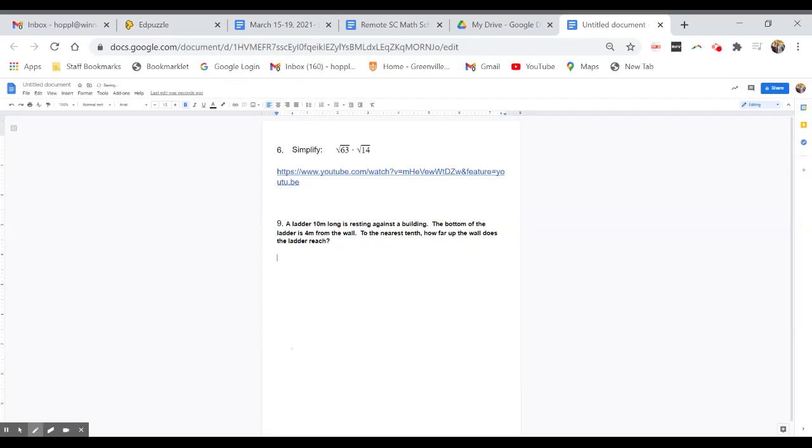Number 9 says, a ladder that is 10 meters long is resting against a building. The bottom of the ladder is 4 meters away from the wall. So to the nearest tenth, how far up the wall does the ladder reach?